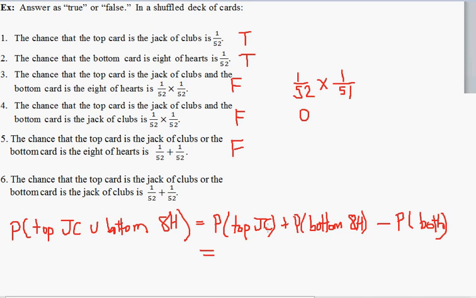Okay, the probability the top card is Jack of Clubs, we have already done that. That is 1 over 52. The probability that the bottom card is the 8 of Hearts, we have also already done that. That's 1 over 52. The probability of both, we have also done that. That was the answer to part C. So 1 over 52 times 1 over 51.